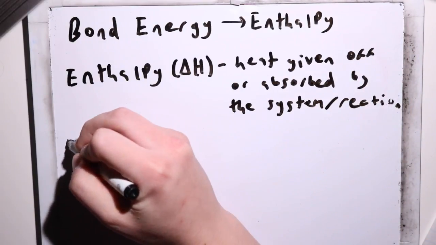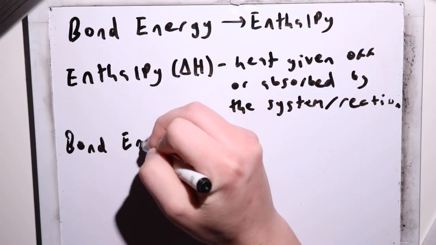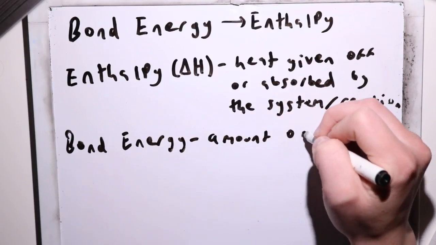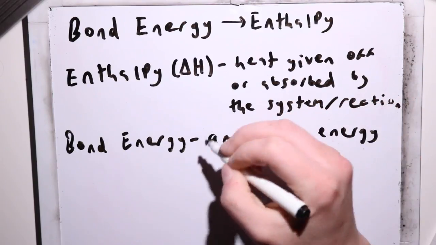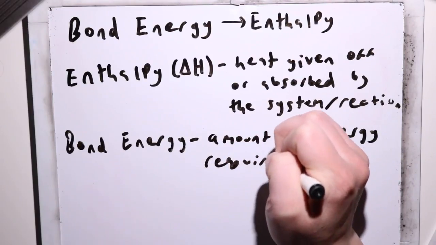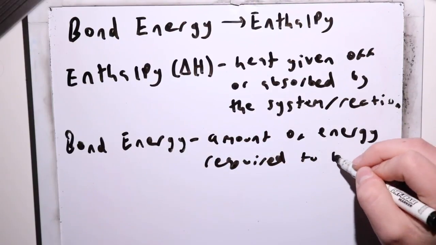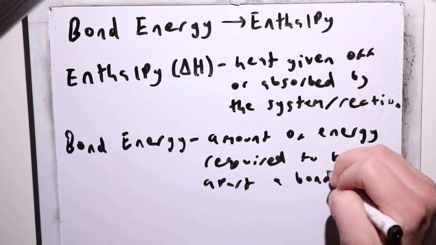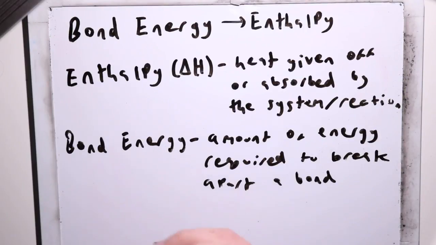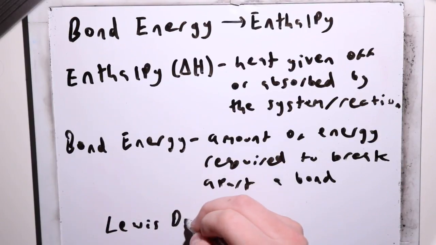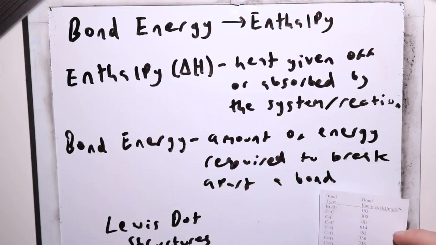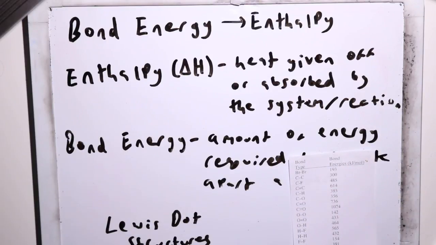Another thing you'll need to know is that bond energy is the amount of energy required to break apart a bond. And in order to calculate bond energy, you have to know how to do Lewis dot structures. And you'll need a chart like this one that tells you the bond energies and the bond type.